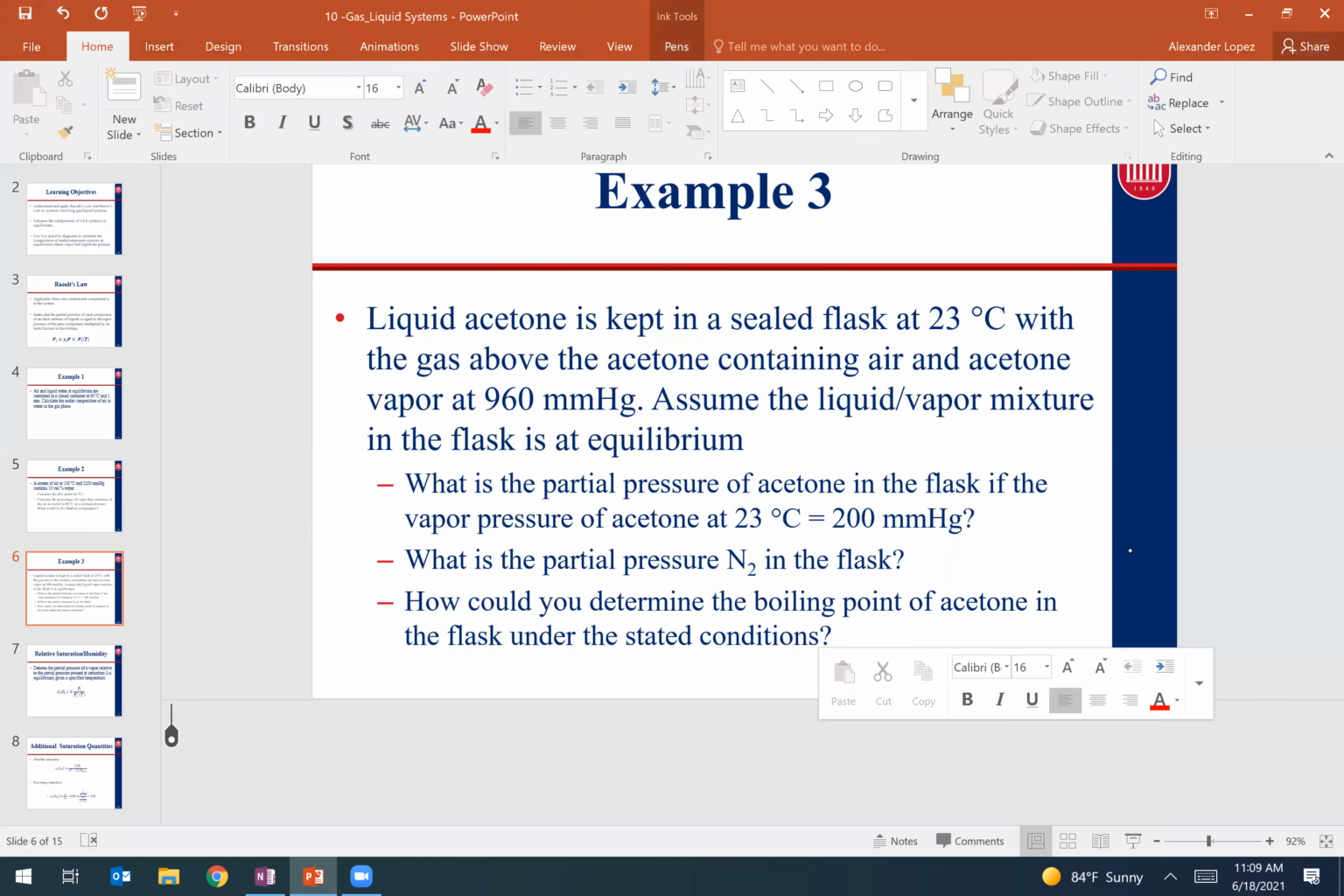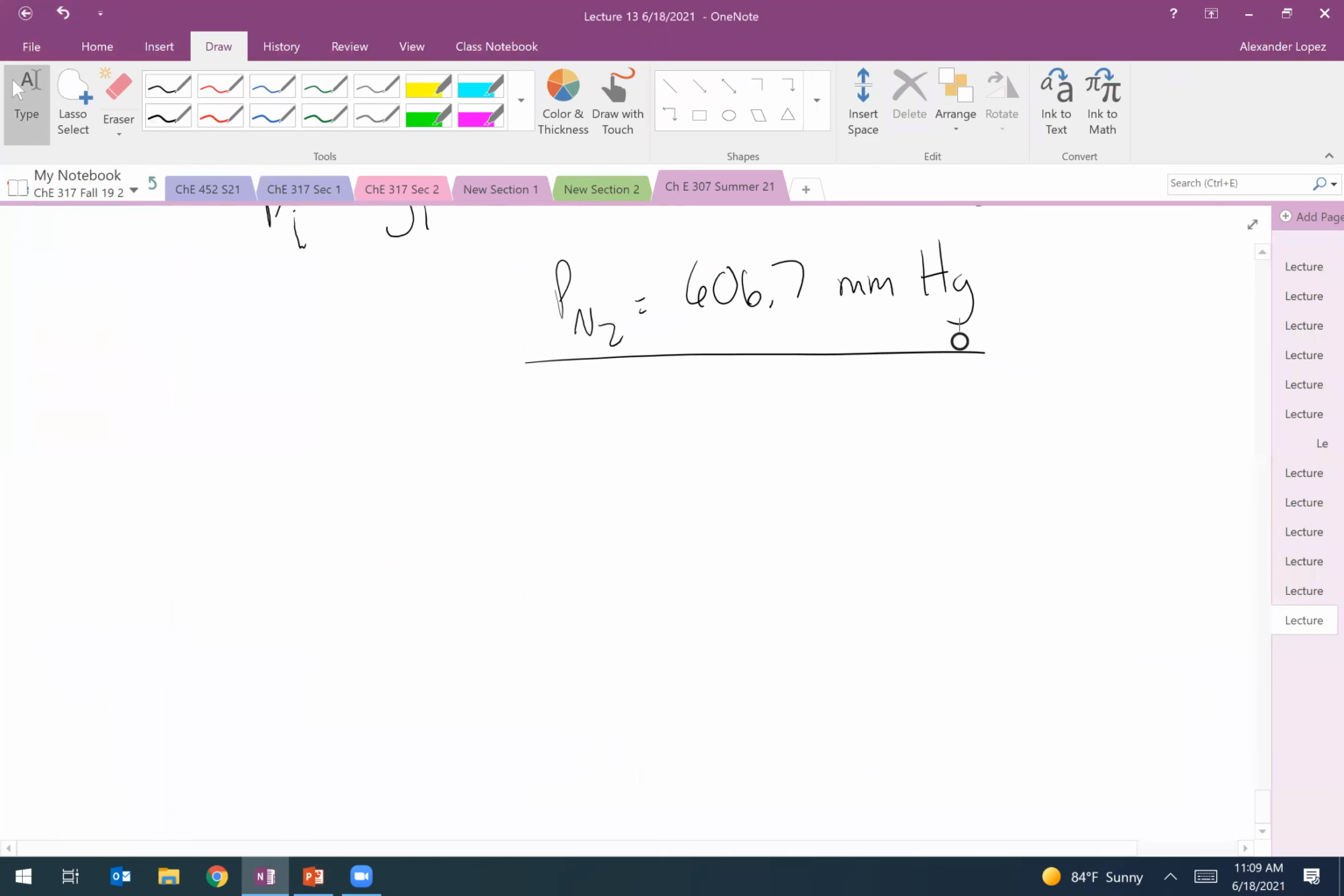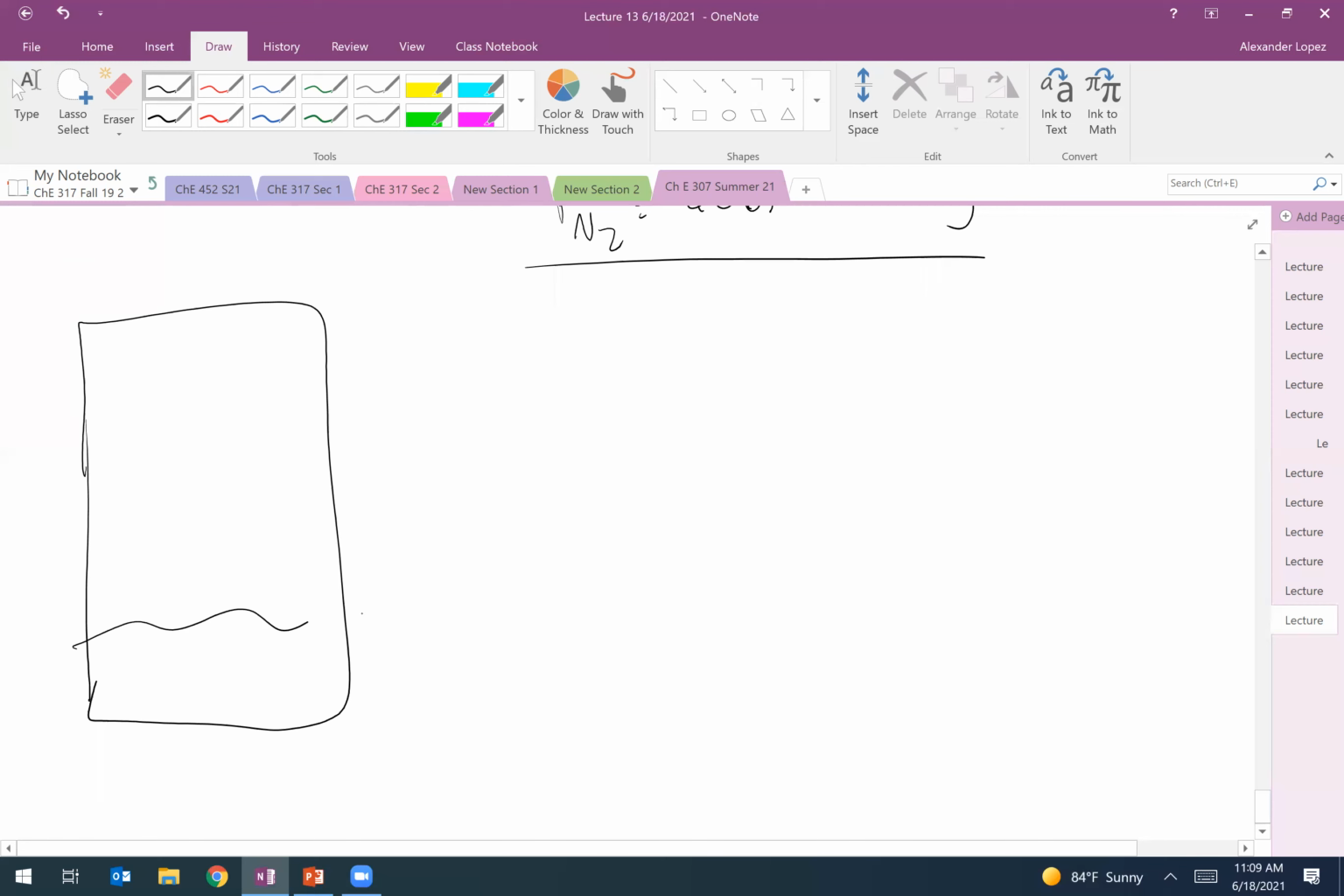Let's look at this. In my system, I have liquid acetone, air, and acetone. And I say that Raoult's law applies such that y_i times P equals P_i* at a given T.